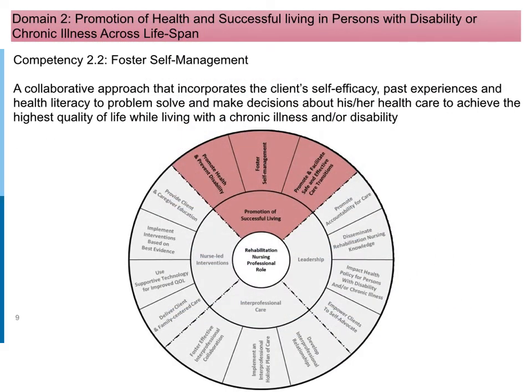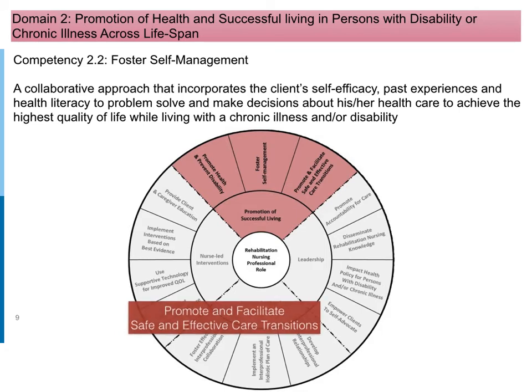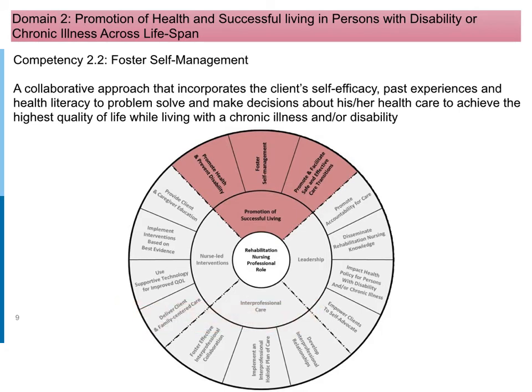Domain 2 is the promotion of health and successful living in persons with disability or chronic illness across the lifespan. And among the promotion of successful living, there are 3 essential roles: promote health and prevent disability, foster self-management, and promote and facilitate safe and effective care transitions.